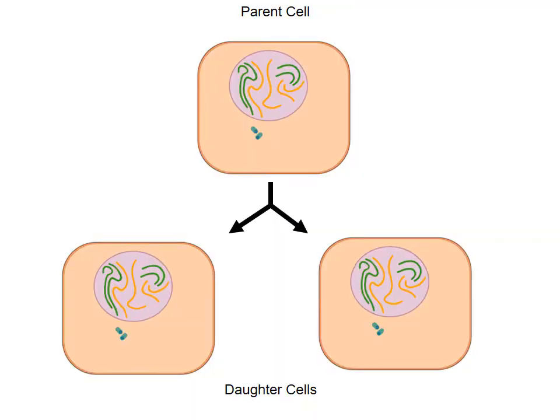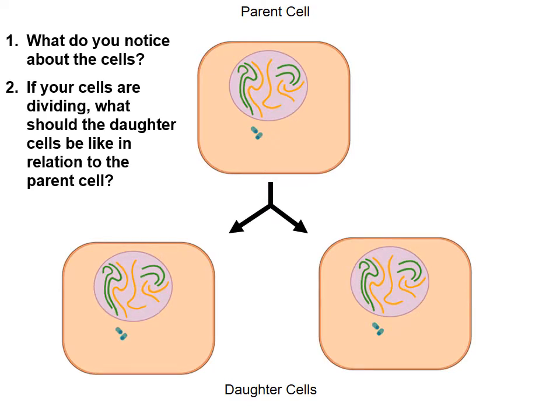Based on this image, what should happen as the result of the cell cycle? What do you notice about the cells? You have the parent cell here, and you have two daughter cells down here. Are they identical, or are they different to the parent cell?